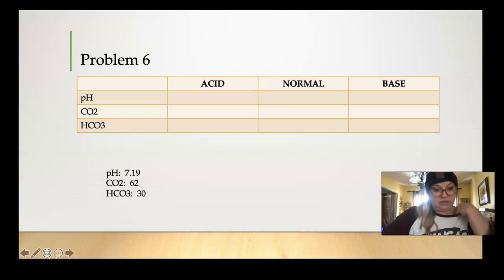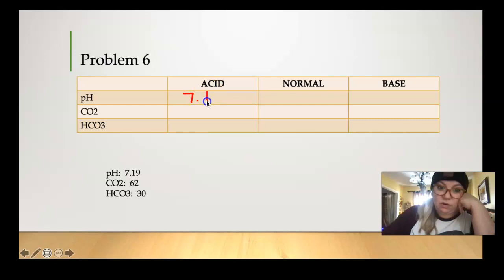Okay. Problem number 6. We have a pH of 7.19. And remember that pH less than 7.35 is on the acidic side. So we're going to put that in here, 7.19. Okay, and then we have a CO2 of 62, and that's really acidotic. So remember, it's way higher than 45. So again, that leans on the acidotic side. So I'm going to put it in my acid column.